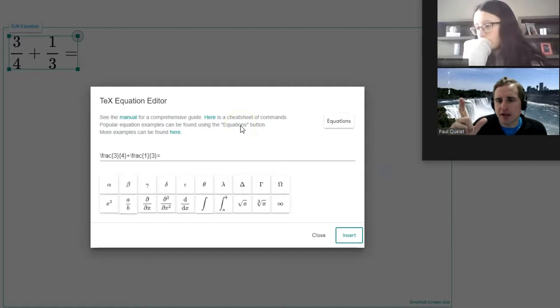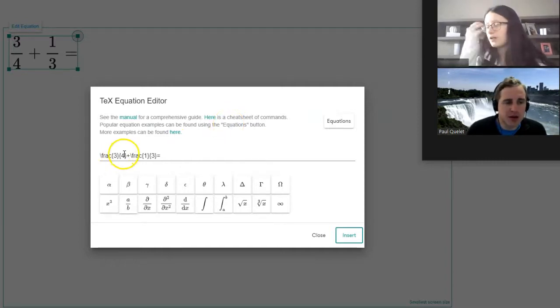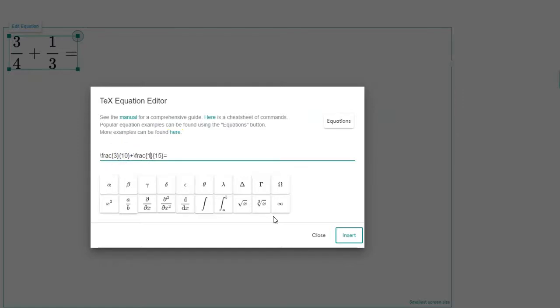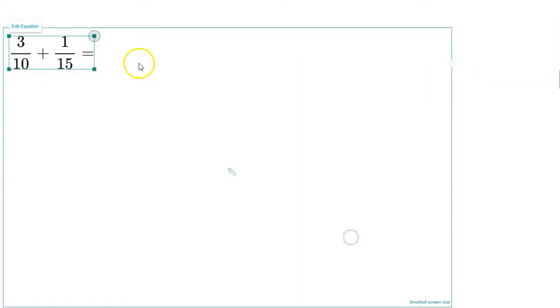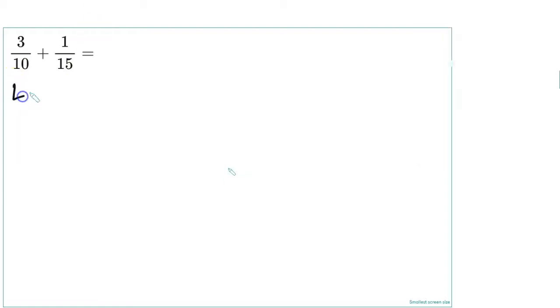Not quite as easy as 3 and 6, but not so different that, like with 4 and 3, we have to take entirely different numbers and just multiply them. So what do we have? 3/10 plus 1/15. Now let's start walking through this. First of all, we want the least common denominator of these two denominators, since they're not the same. So we want the least common denominator of 10 and 15. Remember, that's basically the exact same thing as the least common multiple of 10 and 15.